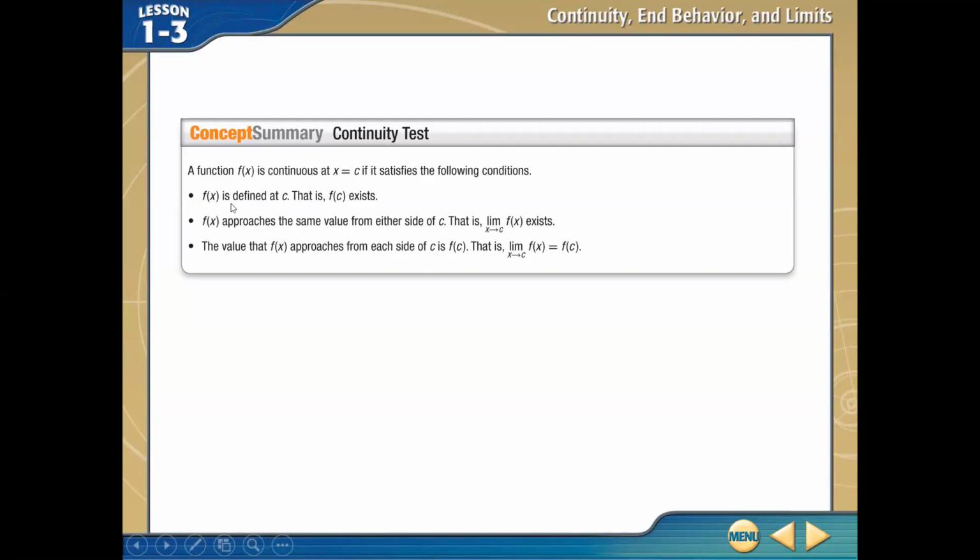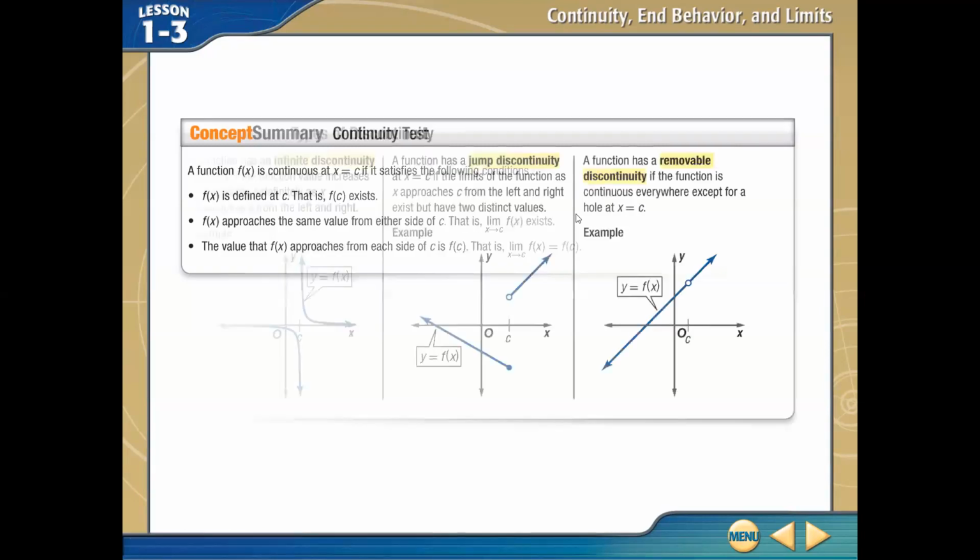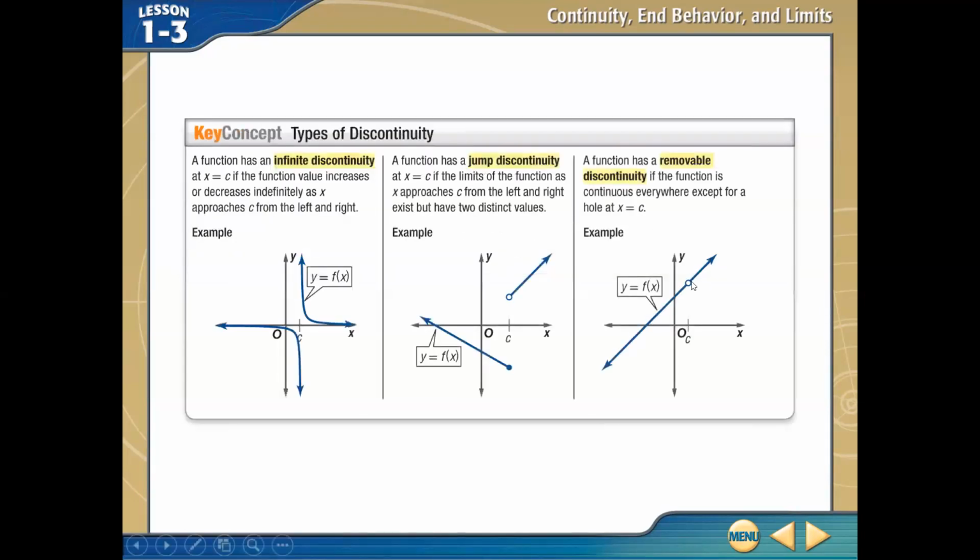The second condition: as f of x approaches the same value from either side of C, that is, the limit as x approaches C of f of x exists. Once again, as we approach from the left, it's approaching the same value, and as we approach from the right, it's approaching the same value, which would be kind of similar to how this would be, except since f of C exists, we don't have the hole. So they're approaching the same value as you move from the left and from the right.